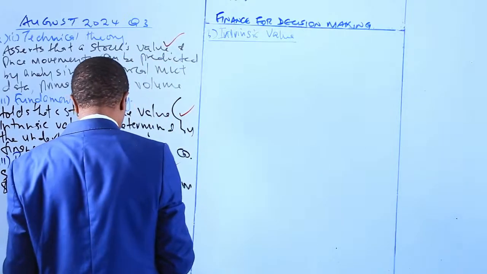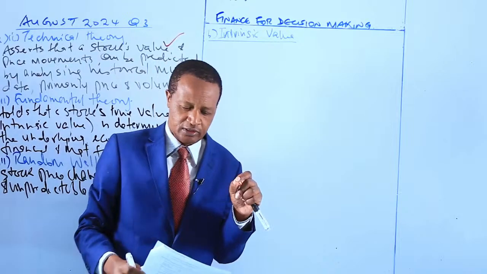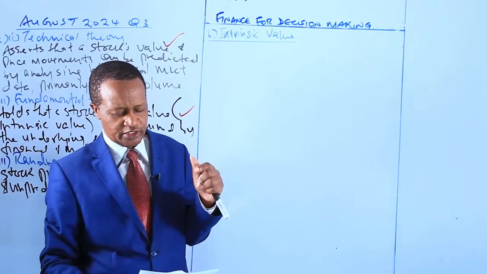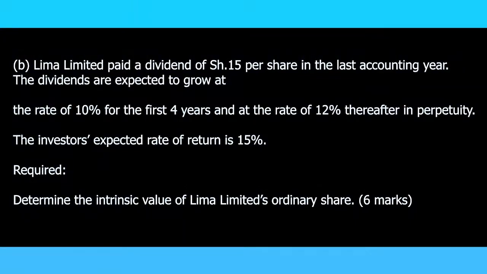Now, to determine the intrinsic value of these share candidates, we will look at the question again. You can see we are told that the value of the dividend is 15 shillings. So, to determine the intrinsic value, we will first of all grow the dividend at 10% for the 4 years. We grow that dividend because we are told the dividend will be growing.